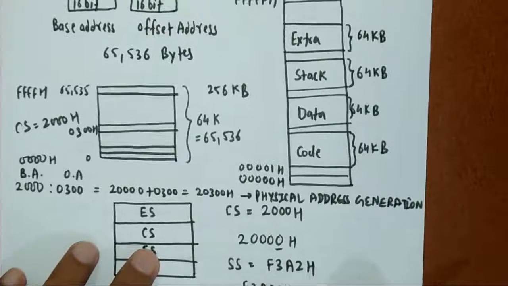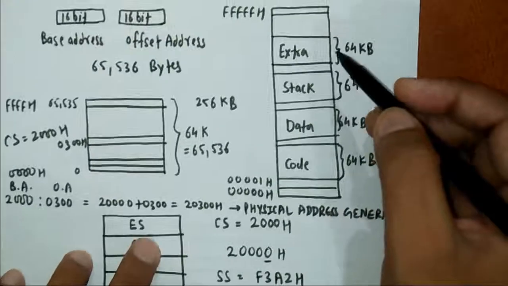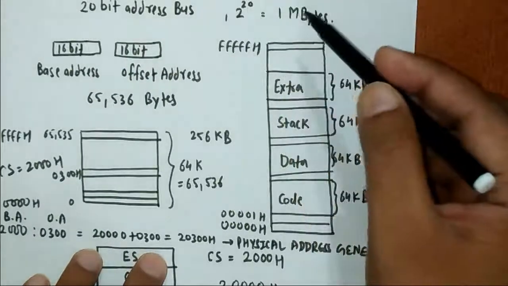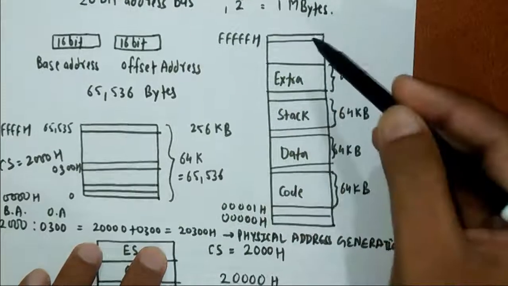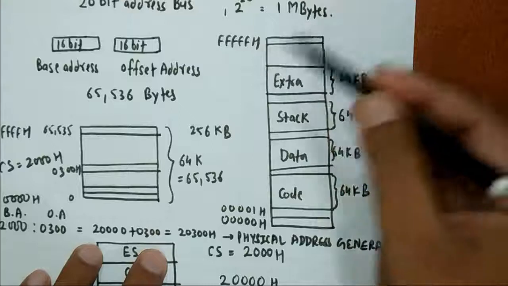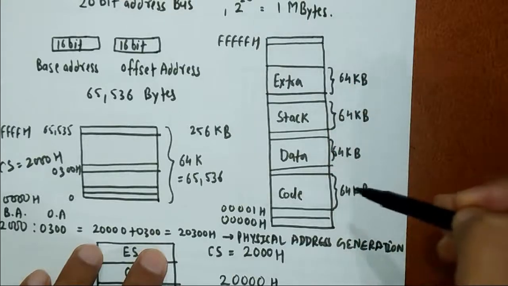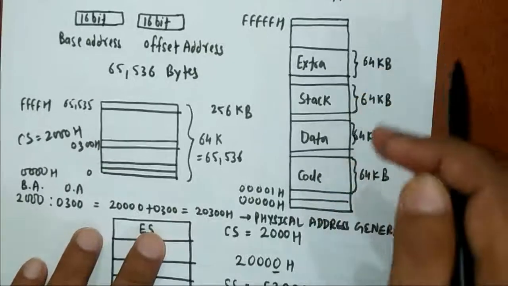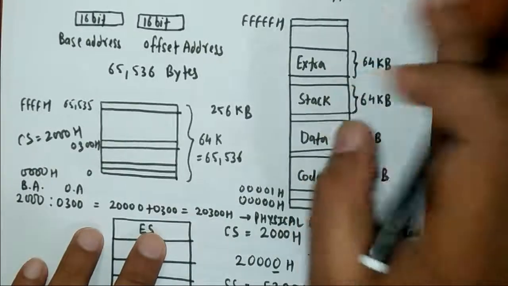So let's recall very fast that in the 8086 microprocessor, the total memory that the 8086 can access is 1 megabyte, and at a time it can access 4 segments from that 1 megabyte of memory, and each segment can have a maximum of 64 kilobytes of memory. Those segments are the code segment, data segment, stack segment, and extra segment.